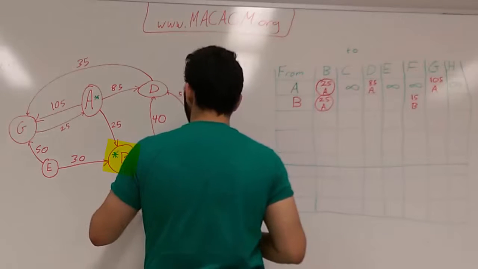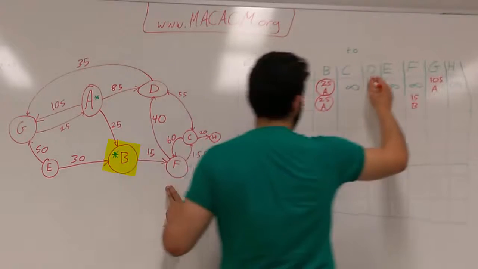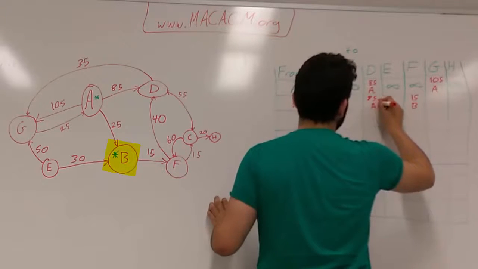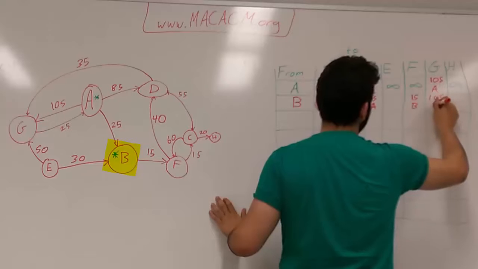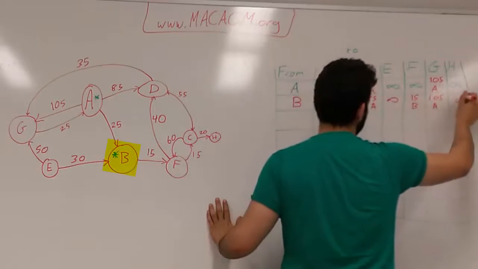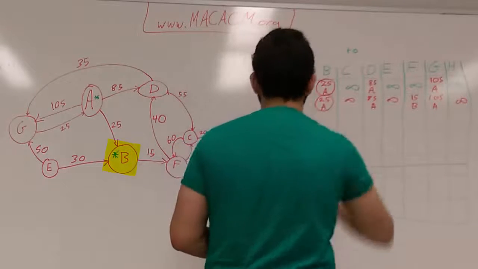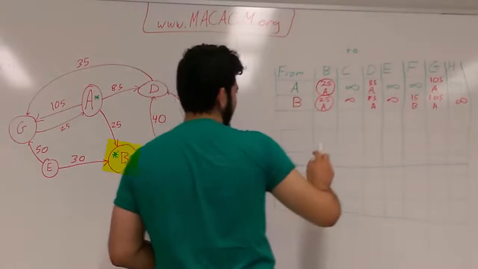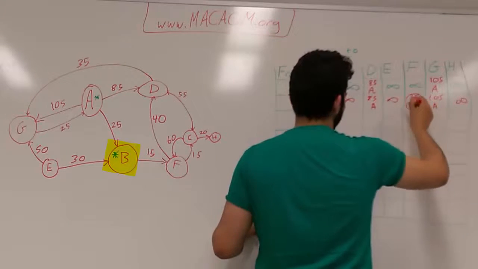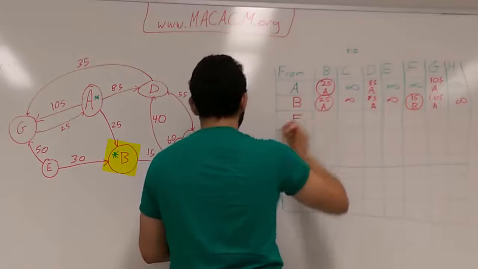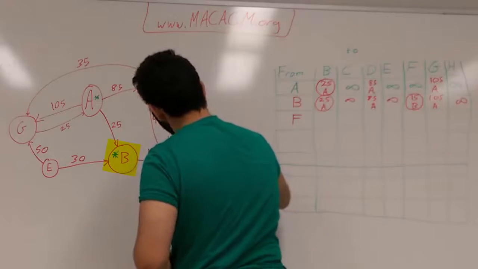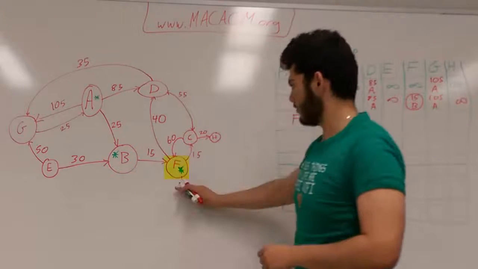And since we can get to nothing else, we just copy down the values again. So 85 from A, 105 from A, and a bunch of infinities, since we cannot see the other nodes from B nor A. So right now we'll choose the shortest path, which is F. So right now we will visit F and start visiting other nodes from F.